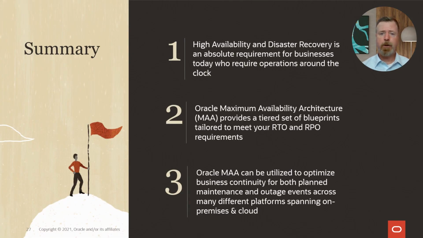So with that, I will summarize. So high availability and disaster recovery are absolute requirements. Everybody should have it. Everybody should think of it ahead of time. We have different blueprints, different tiers of our MAA architecture that map to different RTO and RPO requirements, depending upon your needs. And those may change over time. And finally, that business continuity that we provide with MAA is for both planned maintenance and unplanned outage events. So it's for both. And that's a critical part to this as well.